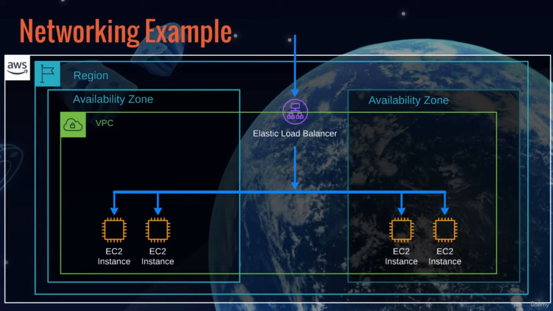We can launch EC2 instances in multiple availability zones, and our elastic load balancing service can distribute that traffic across multiple availability zones as well. So if one availability zone goes down, the elastic load balancer will continue to distribute traffic to the availability zone that is still healthy and to those instances in that availability zone that are still healthy as well.